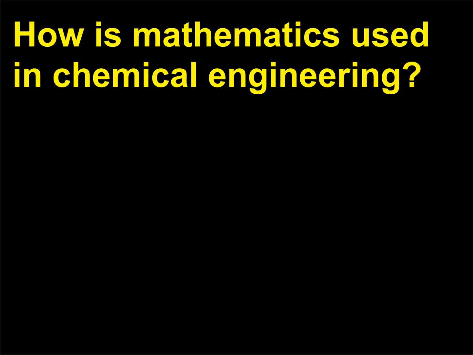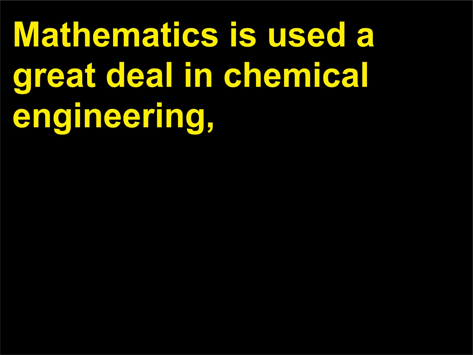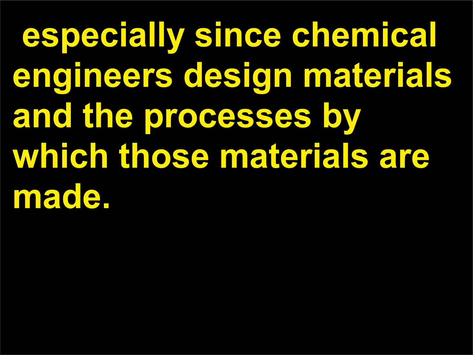How is mathematics used in chemical engineering? Mathematics is used a great deal in chemical engineering, especially since chemical engineers design materials and the processes by which those materials are made.